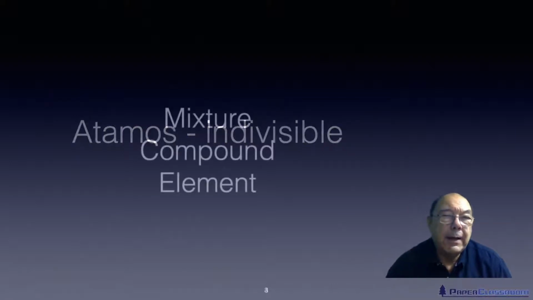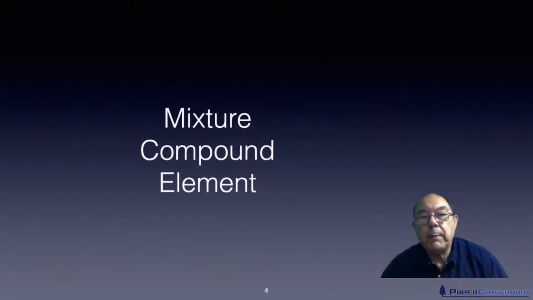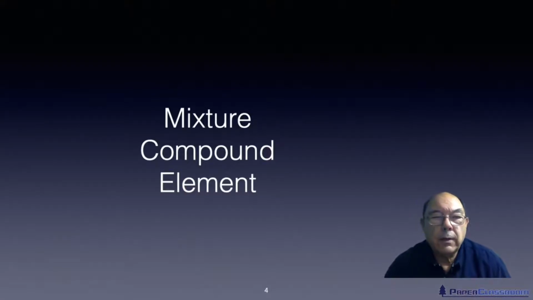Sometime later, that idea was revised because people learned to understand the difference between mixtures, compounds, and what today we call an element. So a mixture is two different substances that are just physically mixed together and can easily be separated. Something like sand and sugar, for example, or sand and salt.